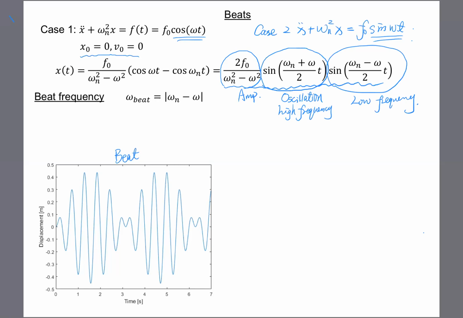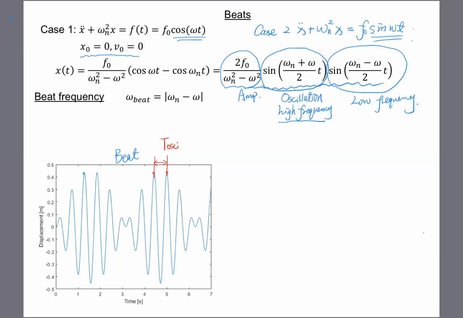So let's try to find all these 3 components from this plot. First of all, we can easily find the high frequency oscillation, right? Because we just focus on one period of the high frequency oscillation. You can find 2 consecutive peaks, and the distance between these 2 peaks we call the period of this high frequency oscillation.